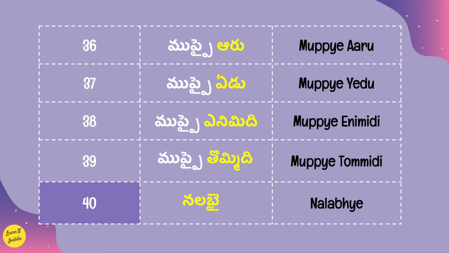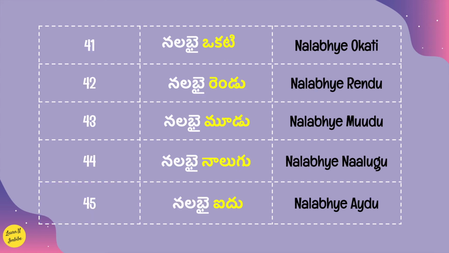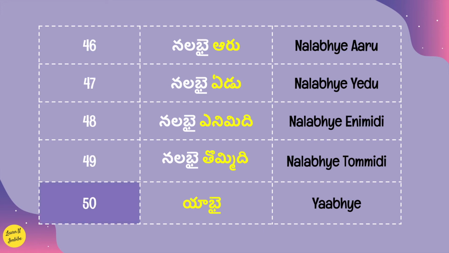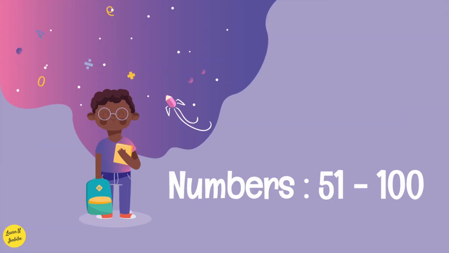Similarly, నలభై gets added to the numbers 41 to 49. 40 plus 1, 41, నలభై plus ఒకటి, నలభై ఒకటి. 42, నలభై రెండు, 43, నలభై మూడు, 44, నలభై నాలుగు, 45, నలభై ఐదు, 46, నలభై ఆరు, 47, నలభై ఏడు, 48, నలభై ఎనిమిది, 49, నలభై తొమ్మిది, 50, యాభై. Now we will learn about the numbers 51 to 100.